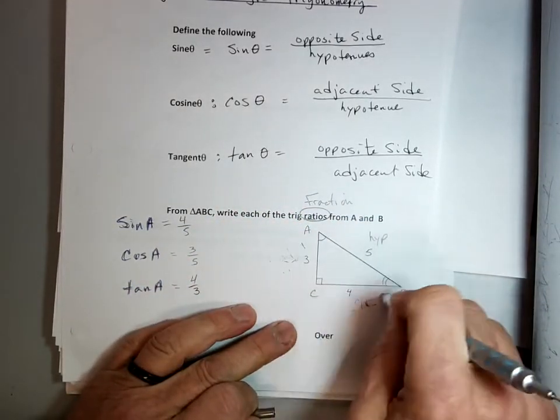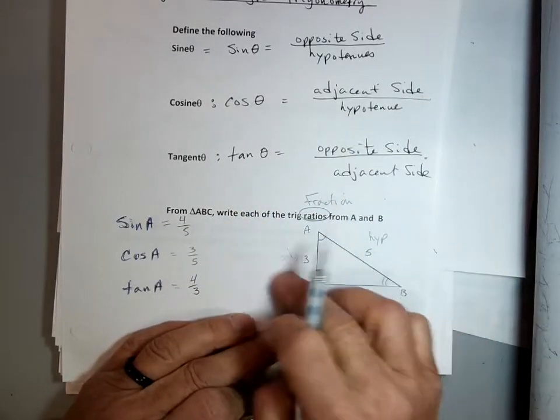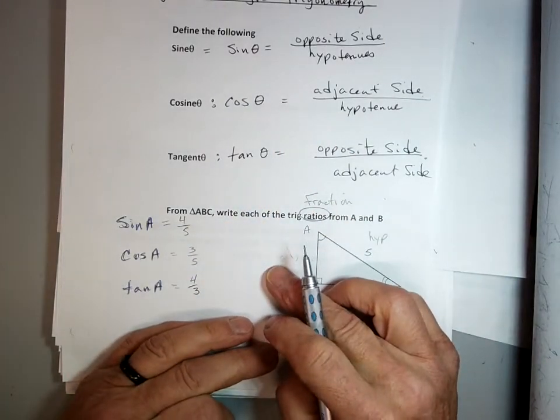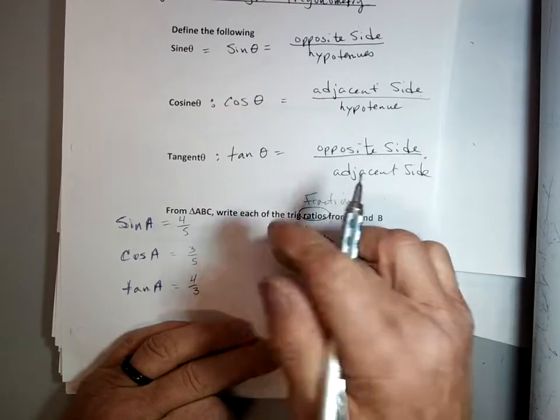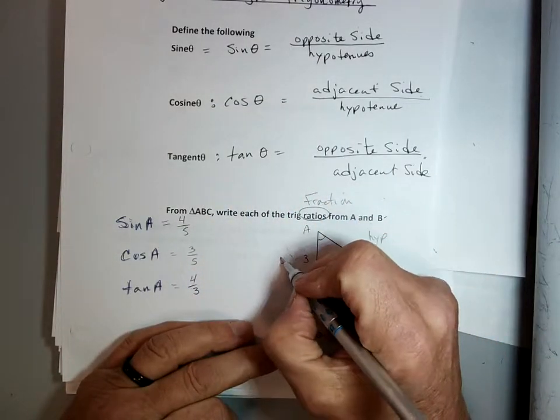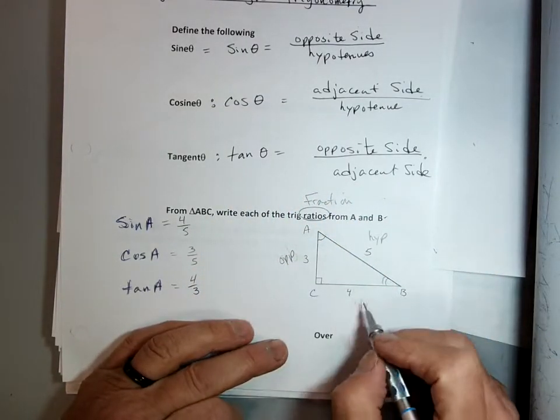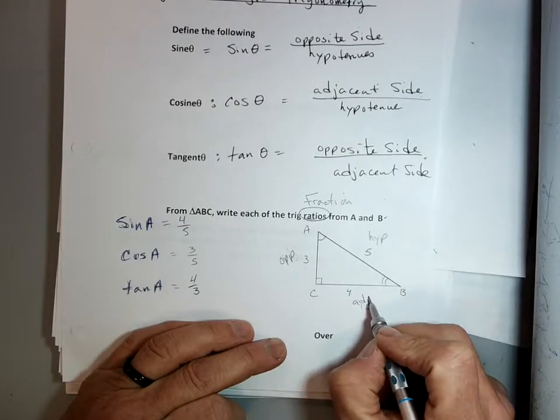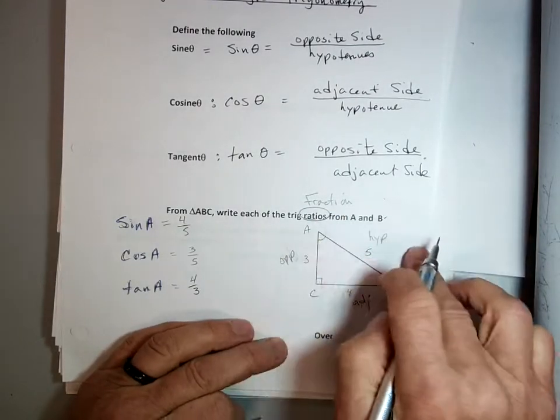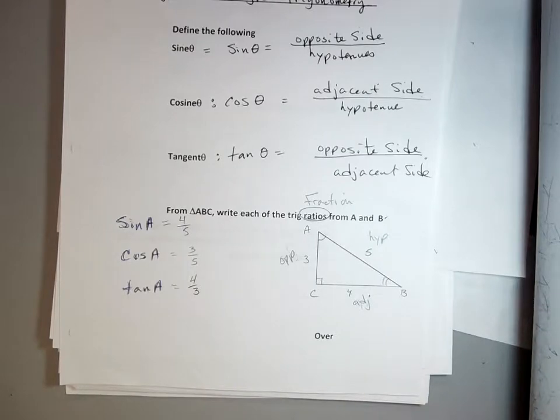So if we go to angle B, things change around, don't they? If things change around, the 3 now becomes my opposite side, right? Because I'm going to throw the rock across at Quinn. So opposite side, and then the 4 is now the adjacent side. And the 5 is still the hypotenuse. The hypotenuse stays hypotenuse. It's always the longest side.